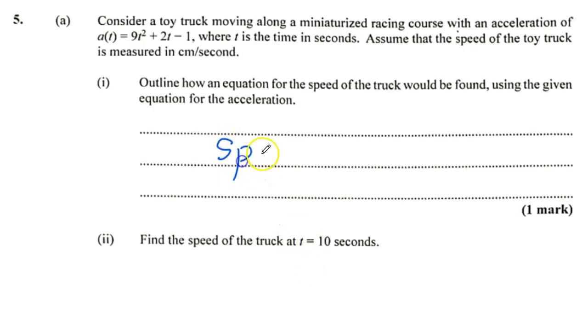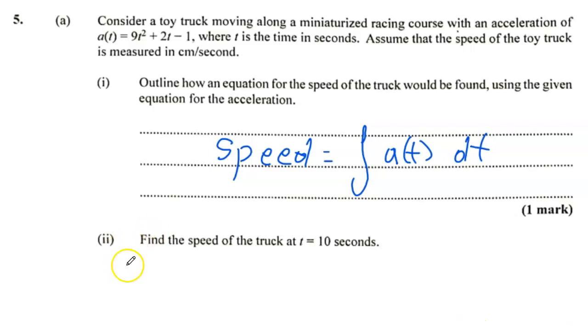So speed. If you have acceleration and you want the speed, then you'll have to integrate acceleration. So you integrate A, of course, with respect to t. 1 mark for that. Find the speed of the truck at 10 seconds. So to find the speed, we need to first integrate acceleration.